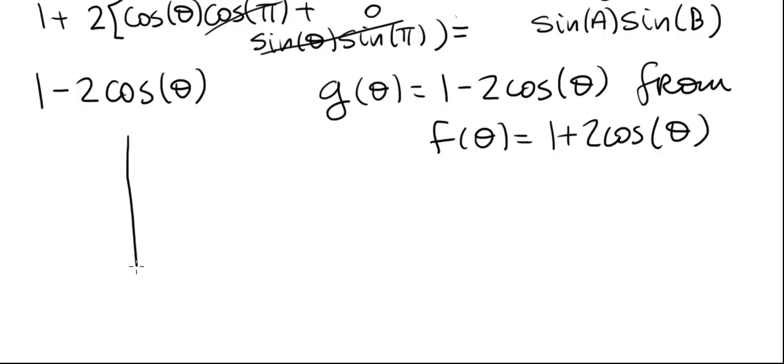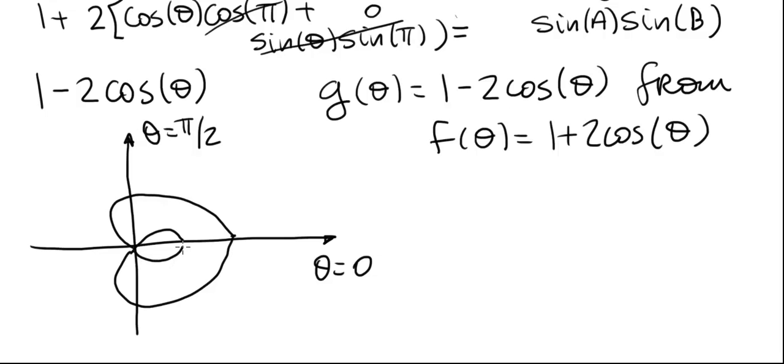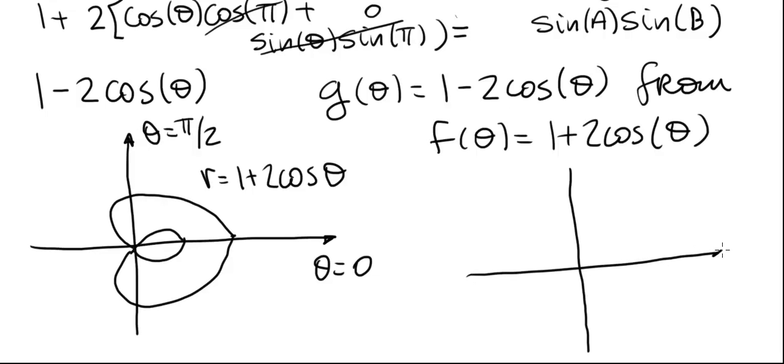So let's go back and get the original limacon. This is theta equals 0, and this is theta equal to pi over 2. So the original limacon looks like this. That's the outer loop, and this is the inner loop. This is a graph of r equals 1 plus 2 cosine of theta. And now, by rotating this 180 degrees in the counterclockwise direction, we get the second graph.